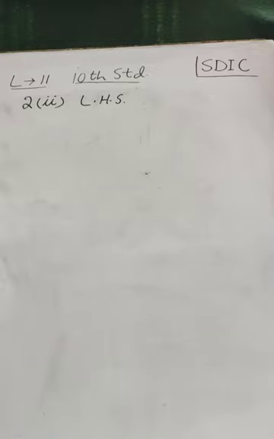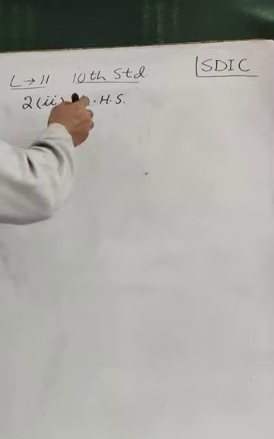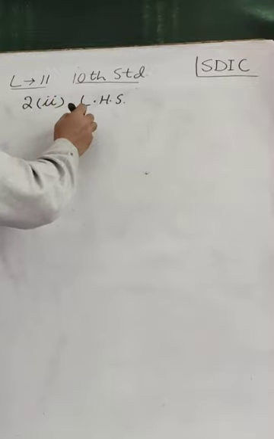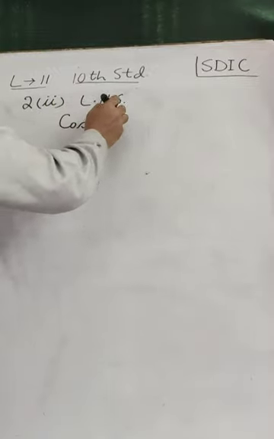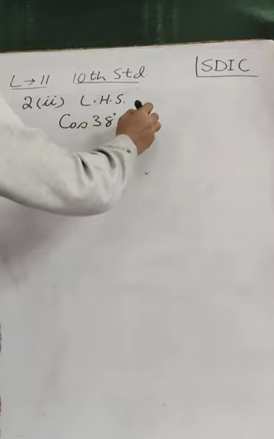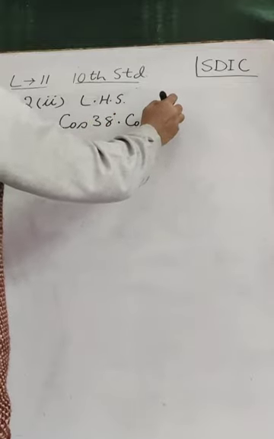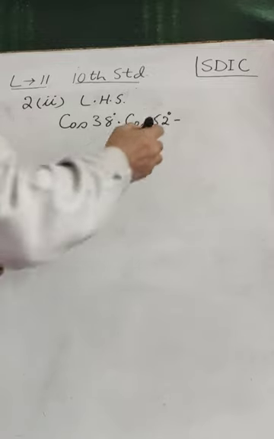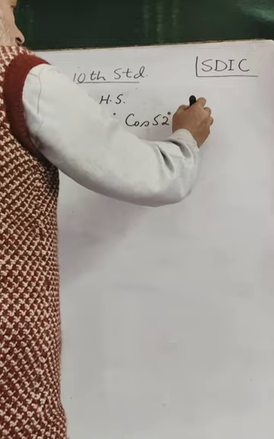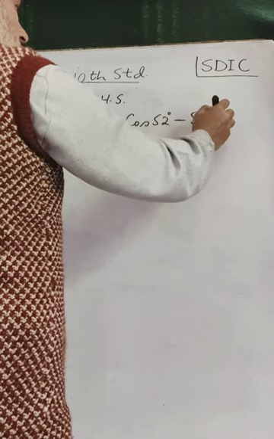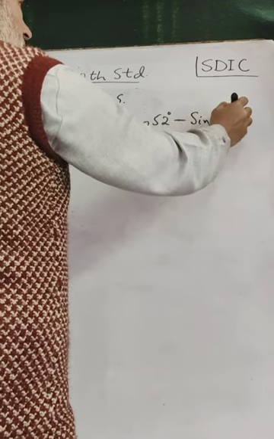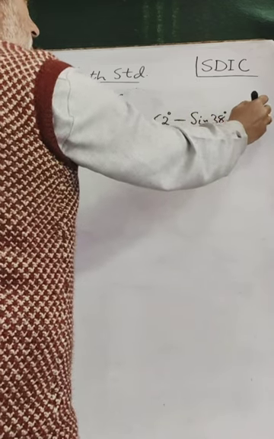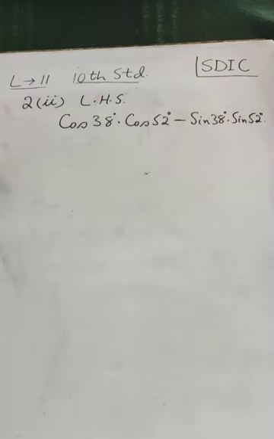We have cos 38 degrees multiplied by cos 52 degrees, then there is a minus sign, sin 38 degrees into sin 52 degrees. This is the LHS of that question. We have to show this is equal to 0, that is RHS.